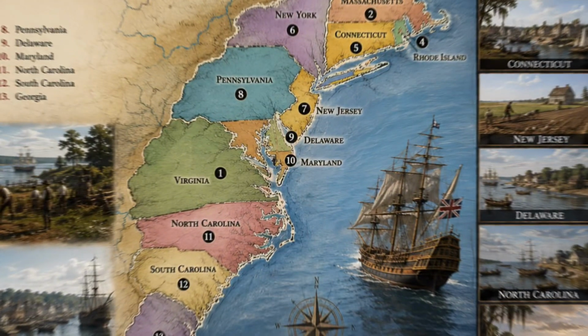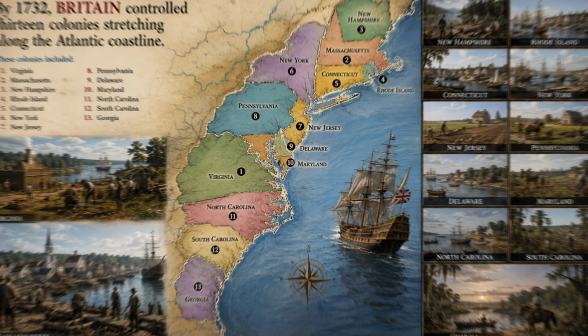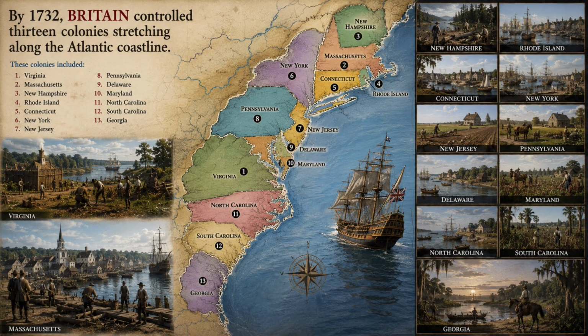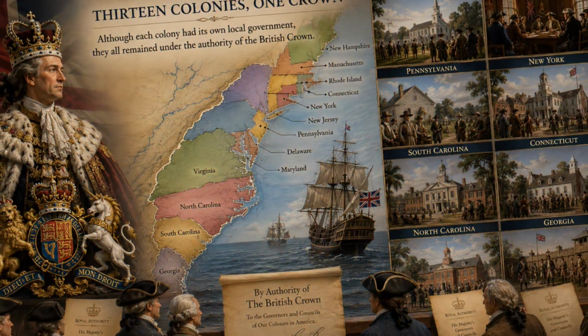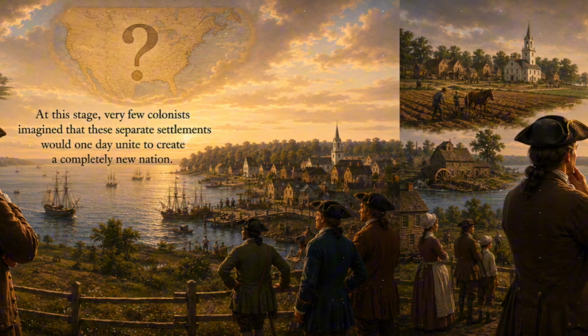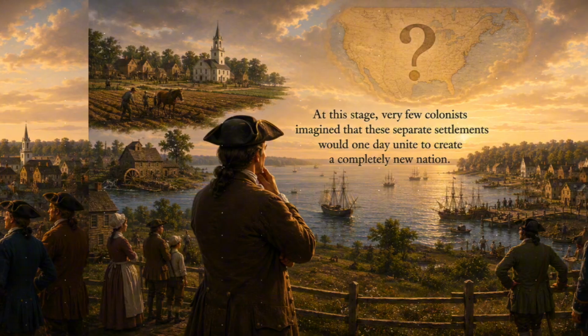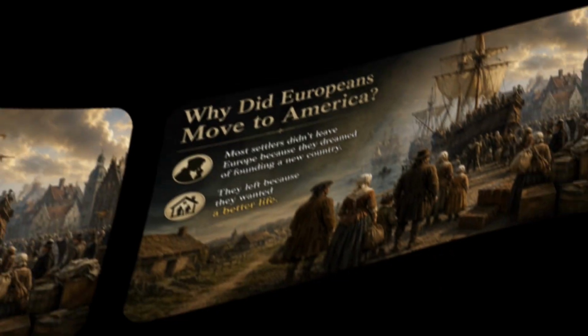These colonies included Virginia, Massachusetts, New Hampshire, Rhode Island, Connecticut, New York, New Jersey, Pennsylvania, Delaware, Maryland, North Carolina, South Carolina, and finally, Georgia. Although each colony had its own local government, they all remained under the authority of the British Crown. At this stage, very few colonists imagined that these separate settlements would one day unite to create a completely new nation.